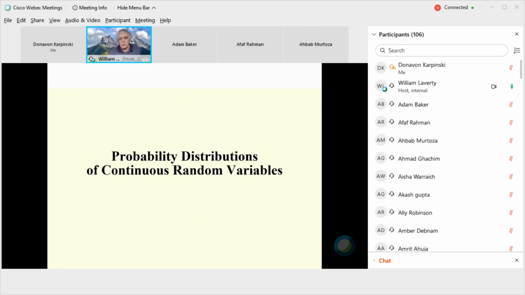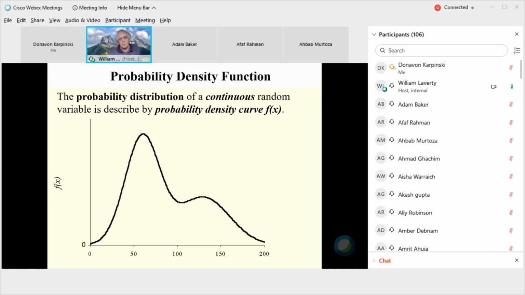The probability distribution of a continuous random variable is described by a probability density curve. Here I've drawn a probability density curve. This one has two modes, high points. This is probably because there's two populations mixed together, two normal populations mixed together. One resulting in this high point, the other resulting in this high point.